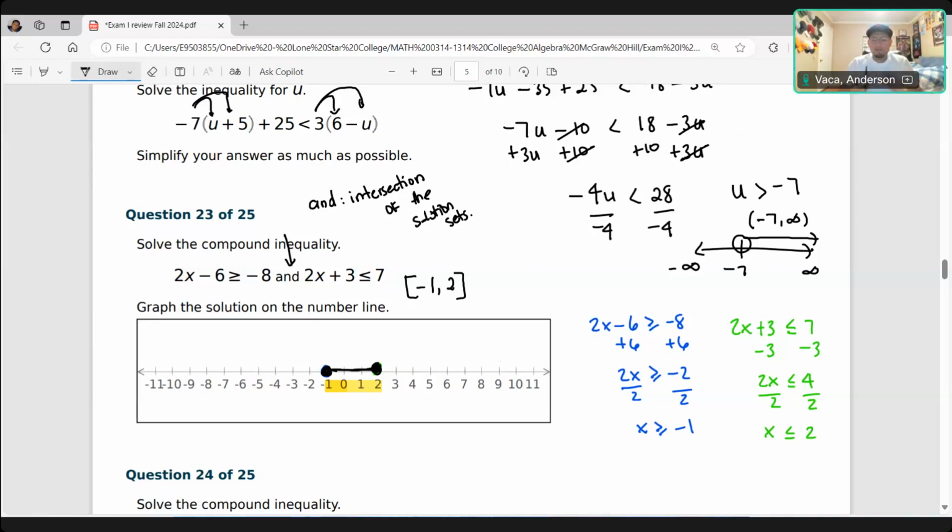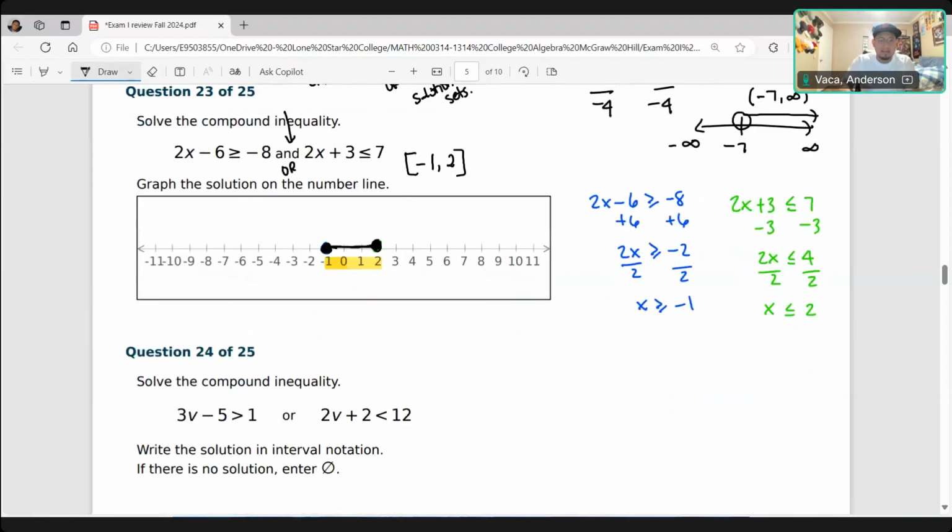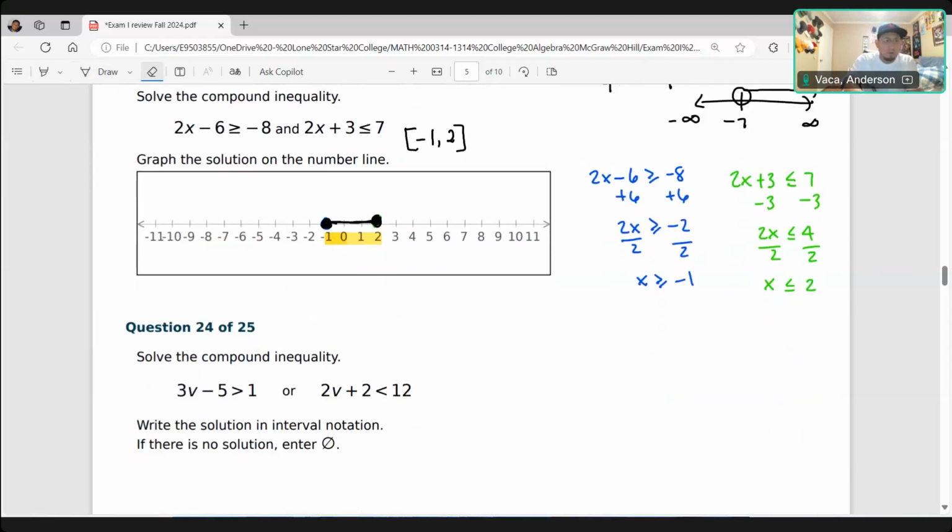But I want to take about a minute or so to talk about what would have happened if this would have said the word or. Maybe it's the next example. Yes. Let's go on and move. Let's do the next example. Because this says the word or. The word or means union.